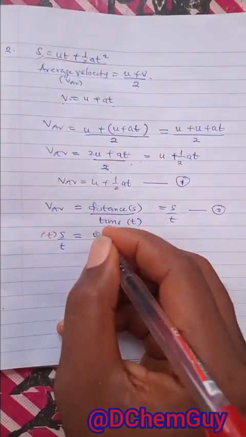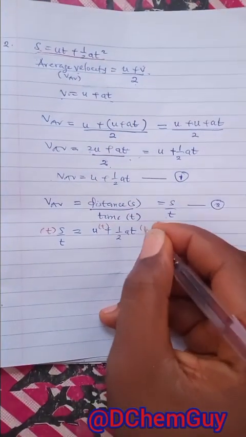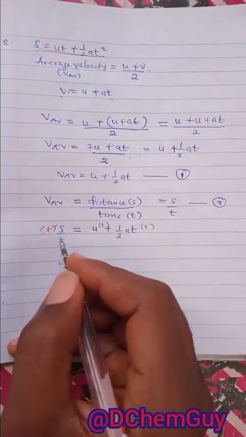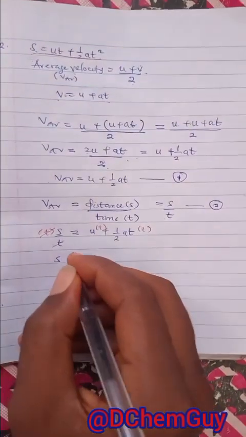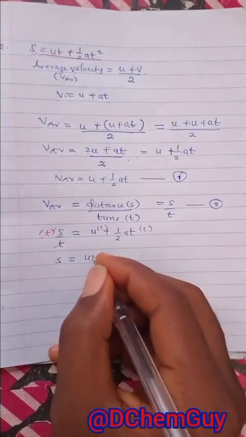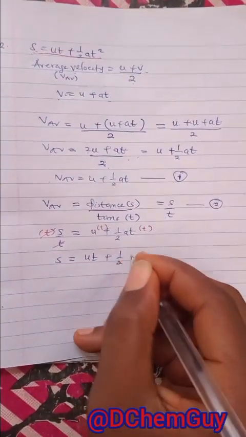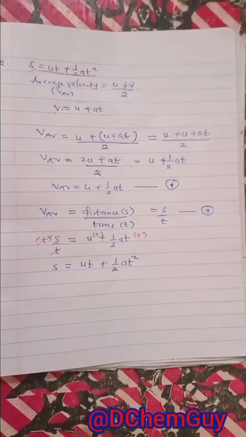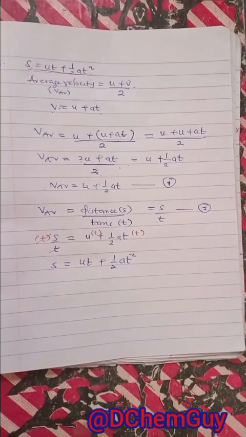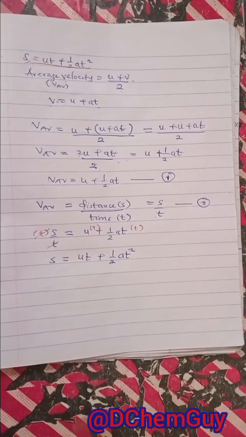Sorry about that. So we multiply all through by t. So t here, t here. All right, so we are left with s equals u times t plus half at. Now t times t, that is t squared, so half at squared. That's how to derive the second equation of motion.